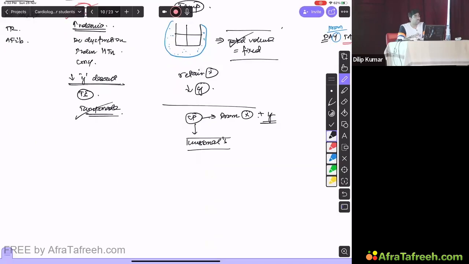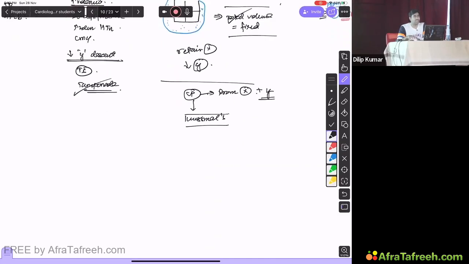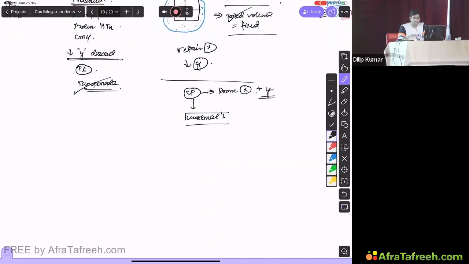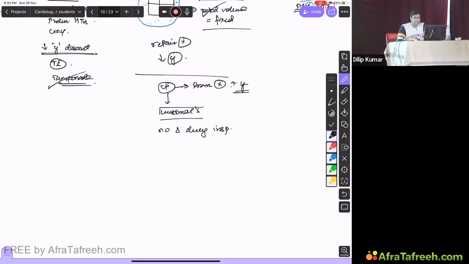So what is Kussmaul sign in JVP? An inspiratory fall in JVP is normal. Some books will say a paradoxical increase in JVP during inspiration is Kussmaul sign, but that is not the whole case. If there is no change in JVP during inspiration, or alternatively, if the JVP increases with inspiration, this is called Kussmaul sign.